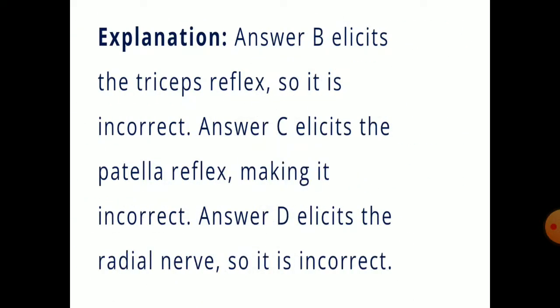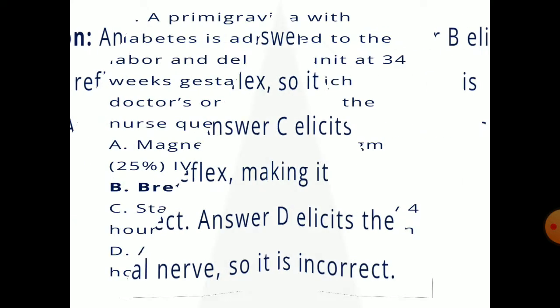Explanation: answer B elicits the triceps reflex, so it is incorrect. Answer C elicits the patellar reflex, making it incorrect. Answer D elicits the radial nerve, so it is incorrect.